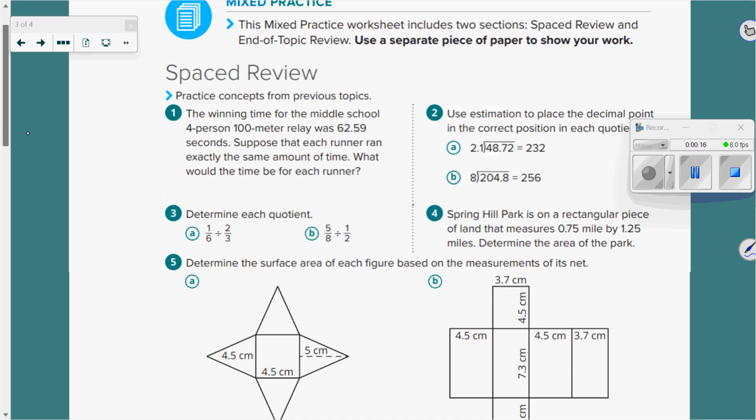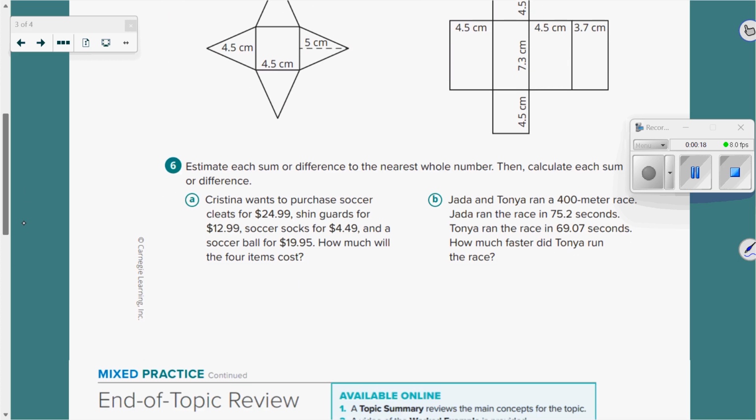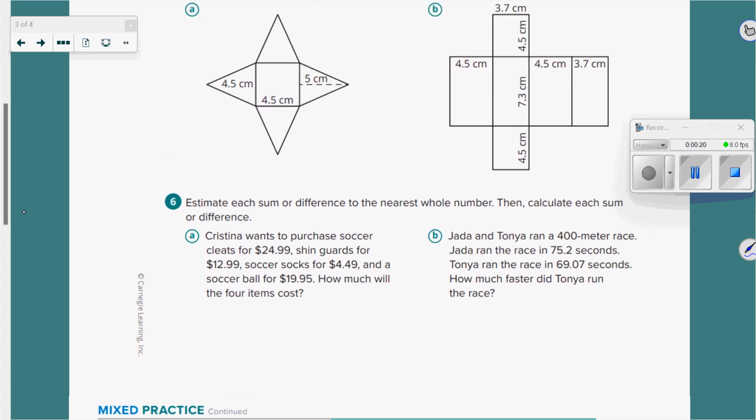You don't need to worry about the first 5 problems. The test is going to start at number 6. You need to make sure that you're paying attention to the directions. On number 6, you need to estimate and then calculate the sum. You have 2 problems there that have 2 pieces for each of them.